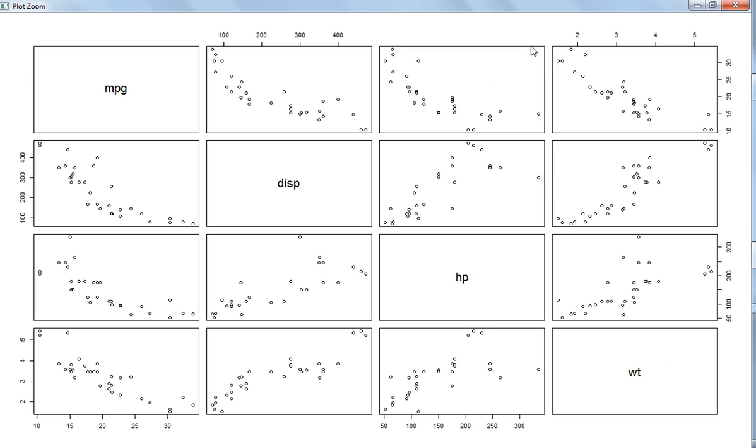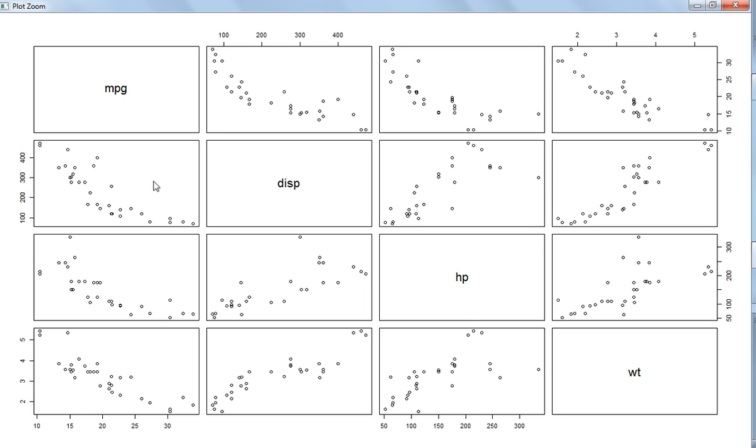MPG against weight is falling like this, also linear but decreasing. If you want to see disp and HP, this is the box. You see, they are very correlated, but we will not be going into correlation and multicollinearity. We are not talking about that, it's just to know the relation between the variables. HP and the weight W show an increasing pattern.